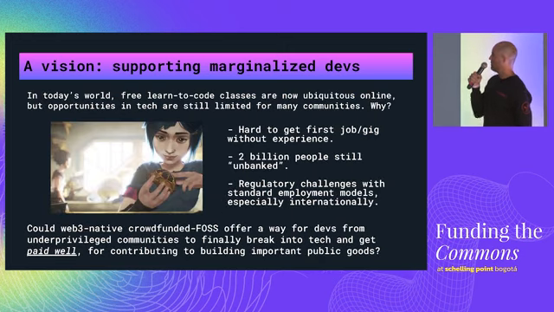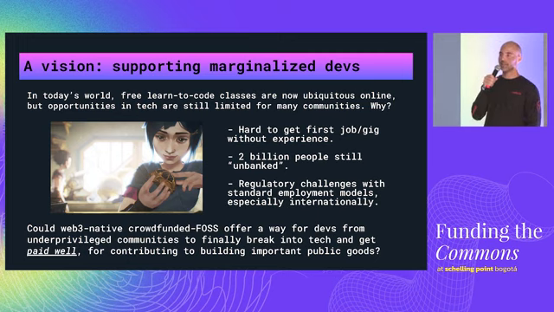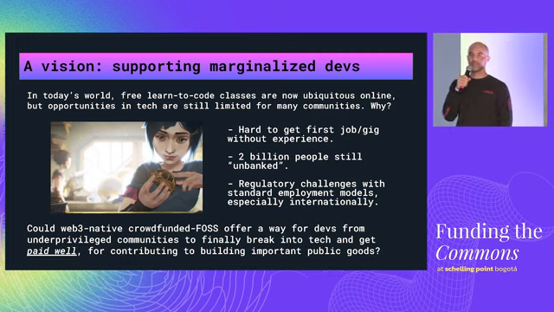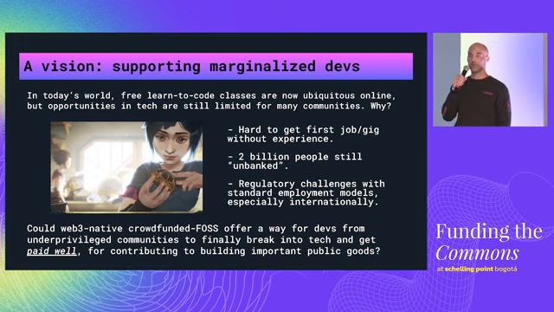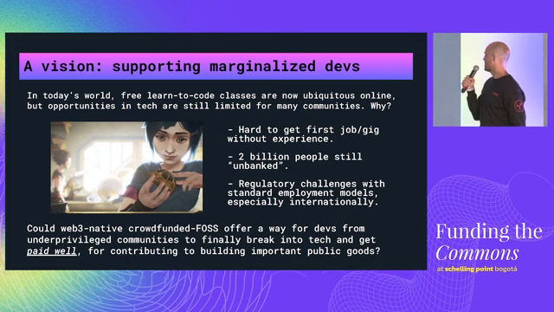In today's world, we kind of have that free technology. Anyone can get online and take MIT CS classes essentially for free. There are incredible resources to learn to code. I think about comparing it to when I learned to code, and so we have that part of it. But I think opportunities in tech are still very limited for many communities, as we've all seen. So why is this?